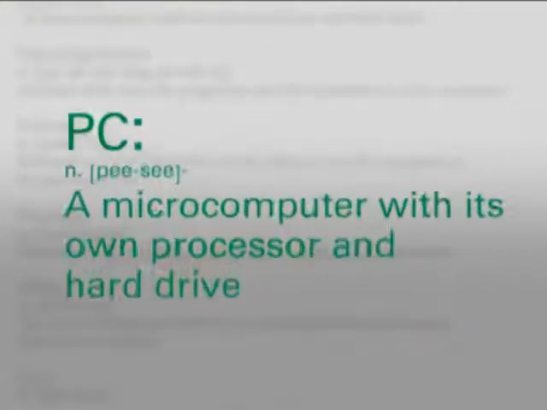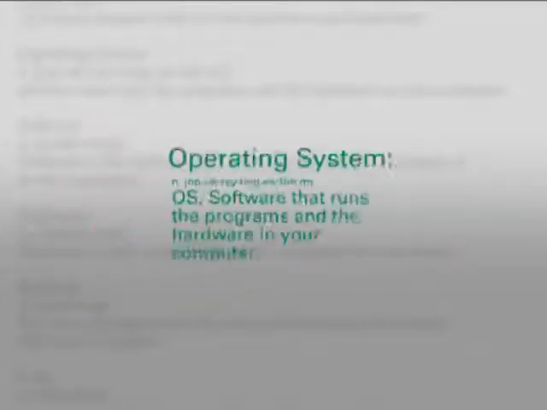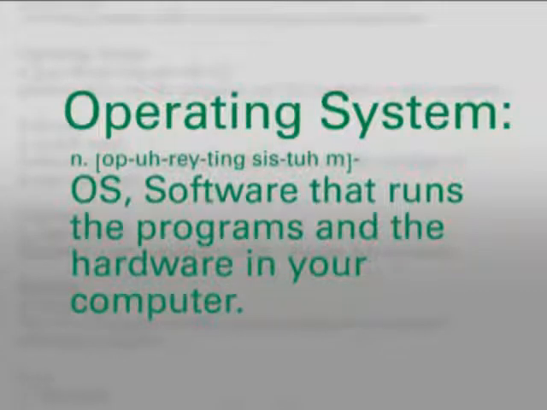A PC is a microcomputer with its own processor and hard drive. Although technically this refers to most computers, including Macs, the term PC usually means Windows-based computers, not Macs. The operating system, or OS, is software that runs the programs and the hardware in your computer. The hardware and software must be controlled by an operating system. Typical operating systems include Windows Vista, Windows XP, and Mac OS.